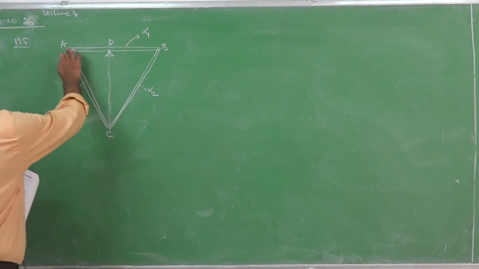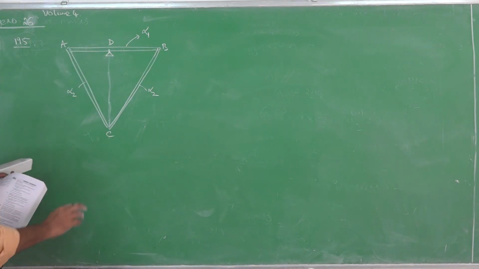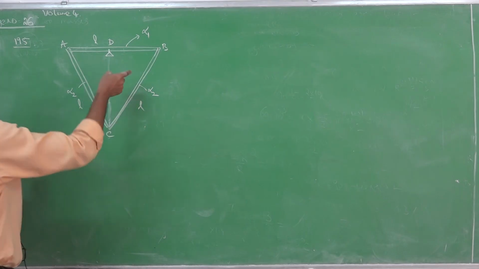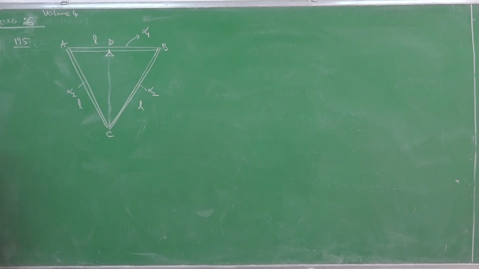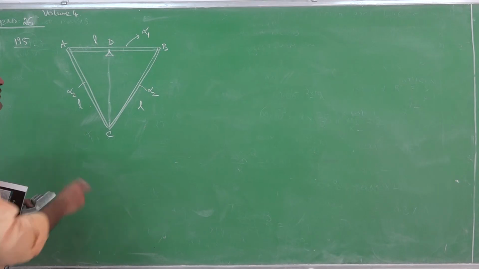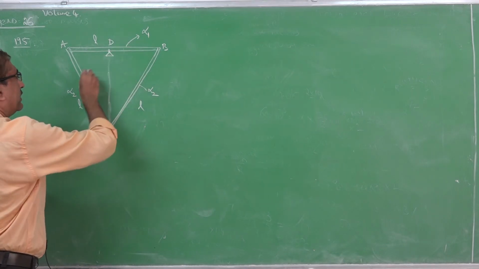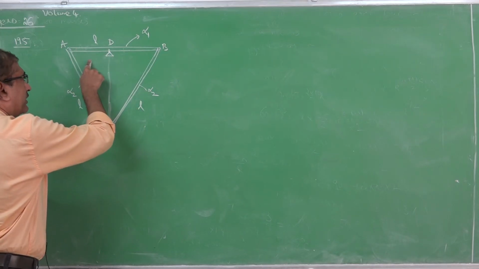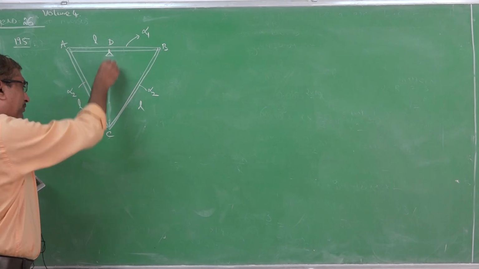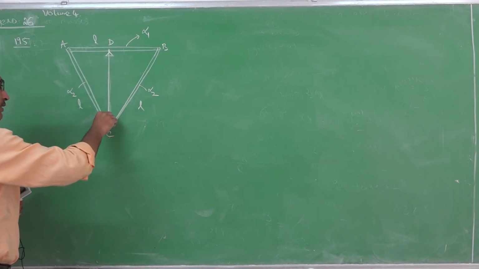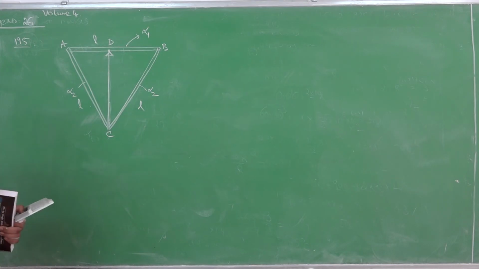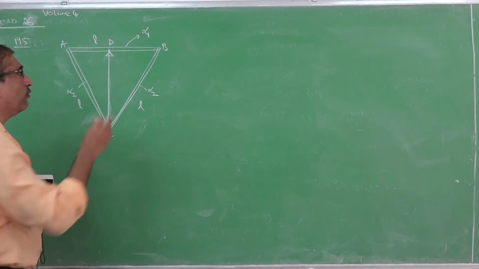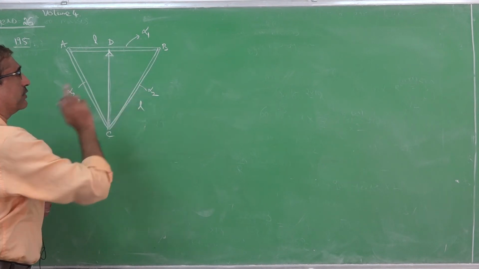But AB length, BC length and AC length are equal. So here this is L, this is L, this is L, because it is an equilateral triangle. On heating this system, this will expand, this will expand, this will expand, but the expansion of these two is the same, and it is different for AB. To maintain this distance DC always constant, even though there is expansion, what is the relation between alpha 1 and alpha 2?